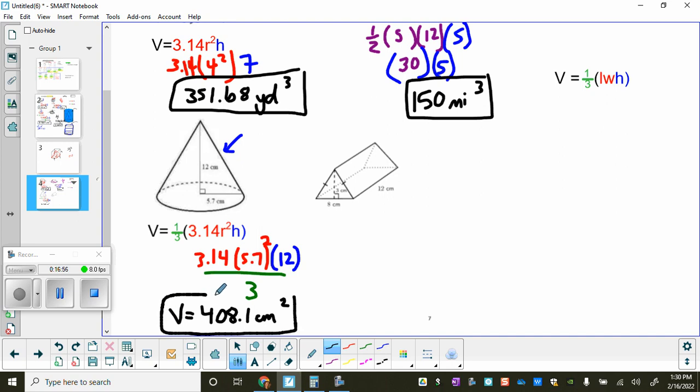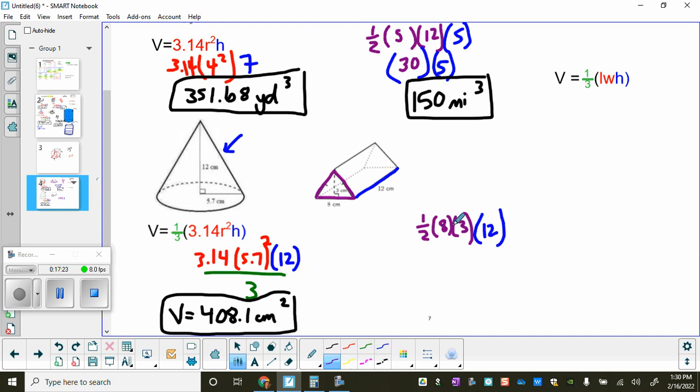And now for the last one. It's a triangular prism. And once again, we have a triangle that has 2 sides, so those are the bases. And then the height of this prism is this thing in blue. So for the area of the base, we've got 1/2, 8 times 3. And then we're going to multiply that by the 12.